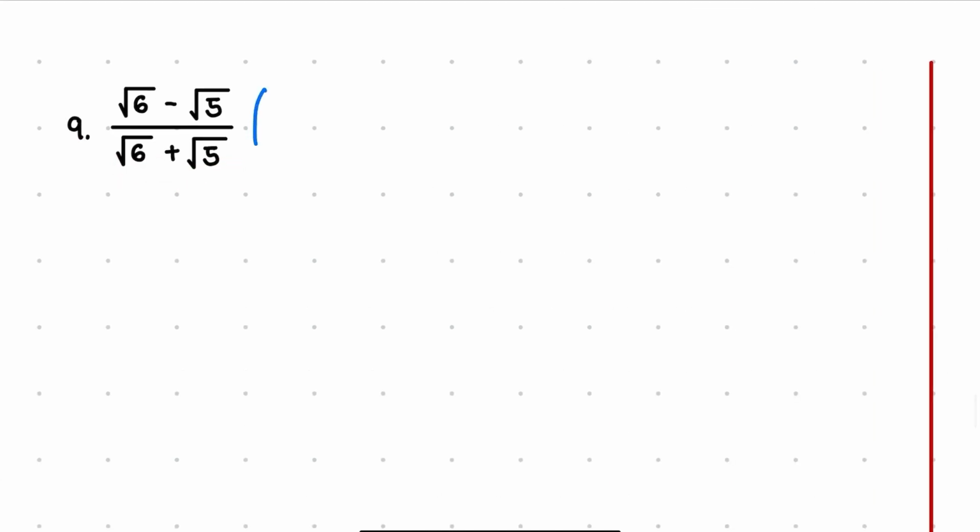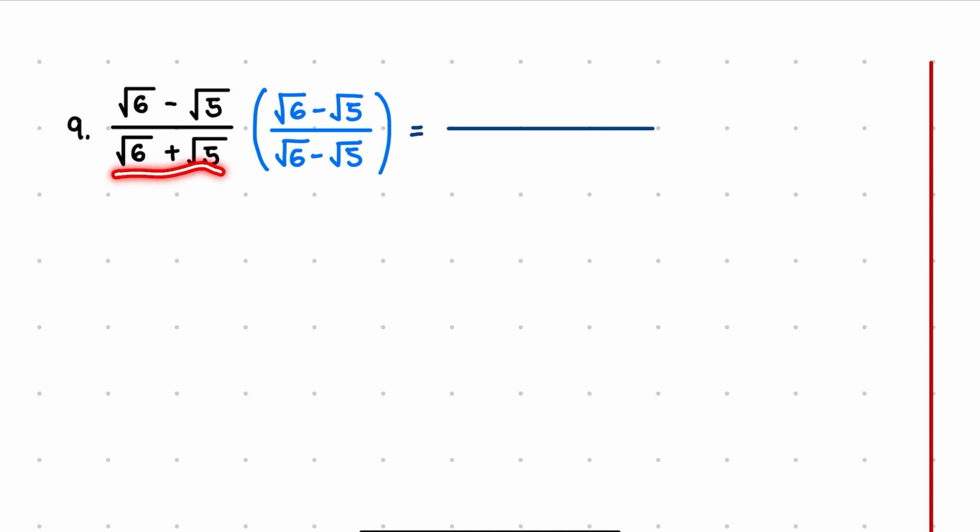So by that I mean, we will have here square root of 6 minus square root of 5, square root of 6 minus square root of 5. So by doing that, okay, let's first focus on the denominator. Again, this is the difference of two squares, so the outcome will be just square root of 6 squared, that's basically 6, minus the square root of 5 squared, which is basically 5.